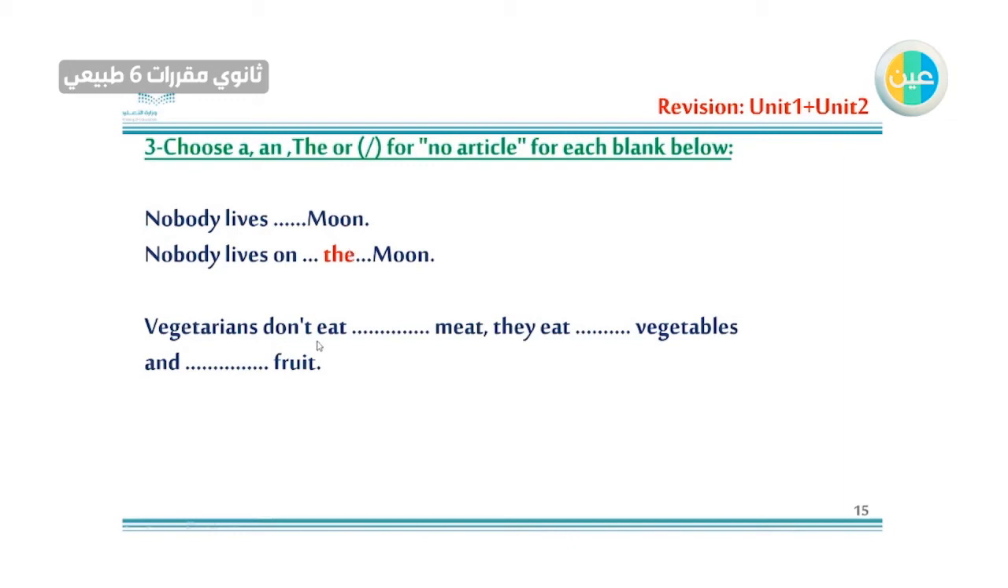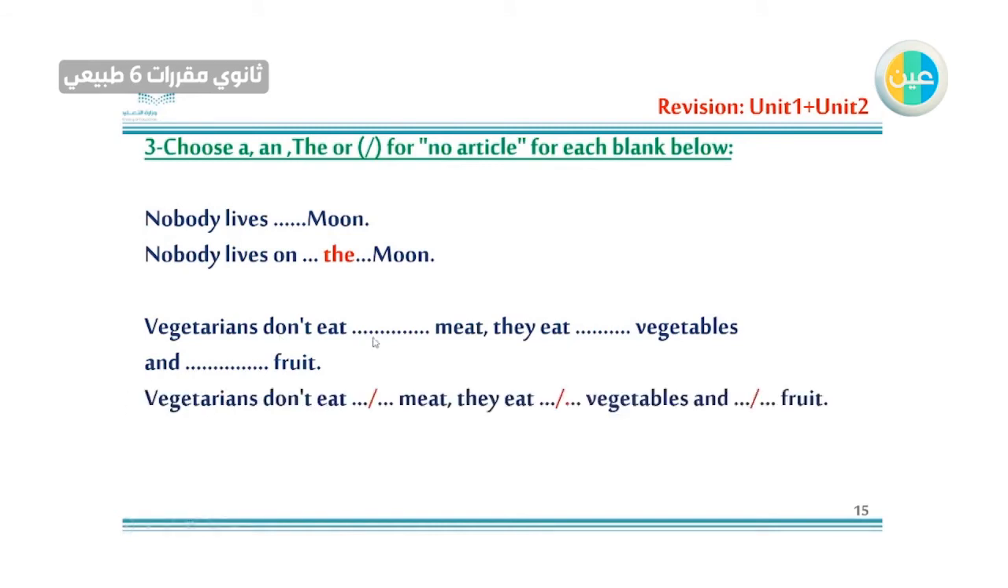Vegetarians do not eat meat. They eat vegetables and fruits. Okay, here we are talking about general food like meat, vegetables, fruits. Do we need to add any articles? No, don't add any articles, just like this. Vegetarians do not eat meat, they eat vegetables and fruits.